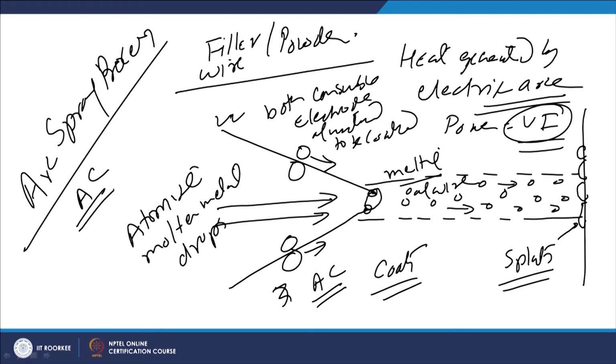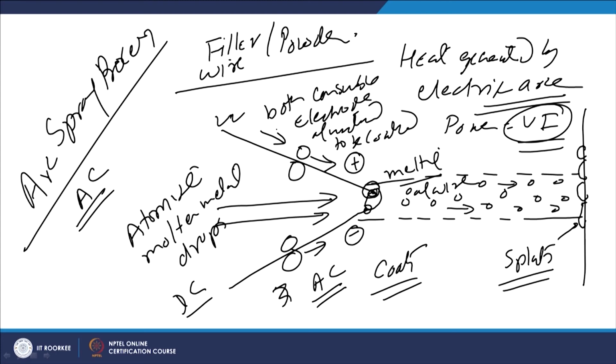If we use DC, say this one is connected to the positive terminal and this another wire is connected to the negative terminal, we know that if DC is used, the electrode with the positive terminal will be generating more heat. So, it will be melting at a faster rate. We need to feed it at a faster rate to maintain the arc gap, or the gap between the filler wires, so that the process can continue.